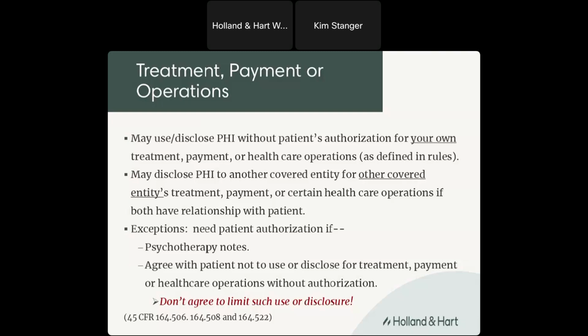You can also disclose protected health information to another covered entity for that other covered entity's treatment and payment purposes and certain of their healthcare operations, but not all their healthcare operations. And you can only disclose information to another covered entity for that other covered entity's healthcare operations if you both have a treatment relationship with the patient, the information you're disclosing is related to that treatment, and it's limited to the first two subpoints in the definition of healthcare operations, primarily QA/QI activities or credentialing activities.